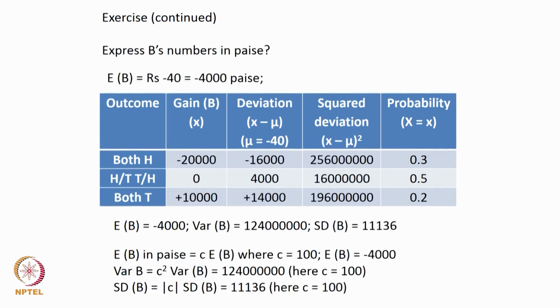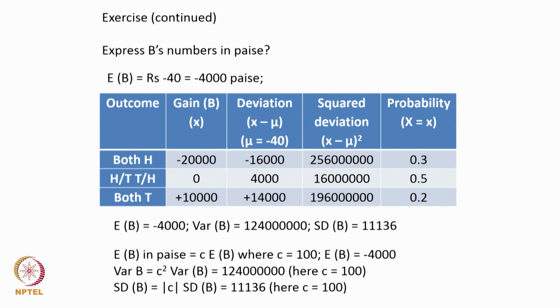Now, if we express B's numbers in paise, what happens to the mean and the variance? Now, expected value of B is rupees minus 40, which is minus 4,000 paise, and therefore, the three gains are minus 200 becomes minus 20,000, 0 stays as 0, and plus 100 becomes 10,000.